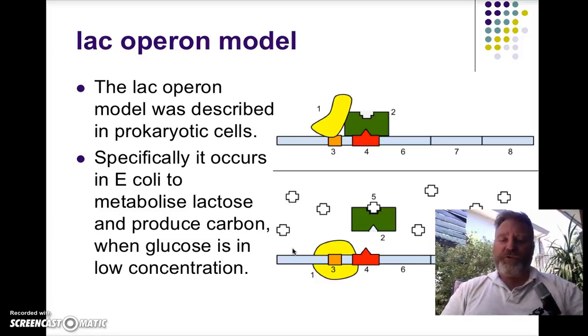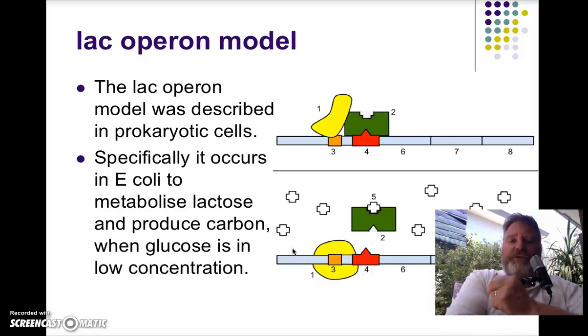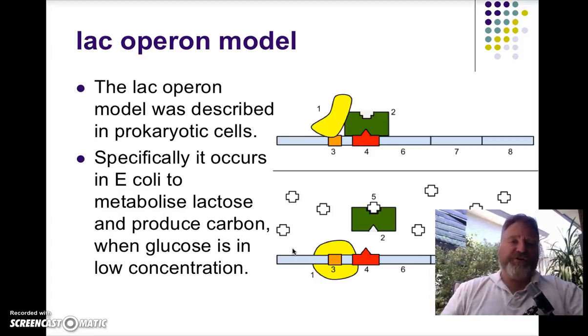There's a model for this which was discovered in prokaryotes, and I know Shania is planning on doing her outcome 3 experiment on this very process. The lac operon model was described in prokaryotic cells first, and it's now used as a model to explain gene regulation in all living things. In this case, it's looking at E. coli, and the manner in which E. coli metabolize lactose when they have no glucose, or when glucose is in particularly low concentration.